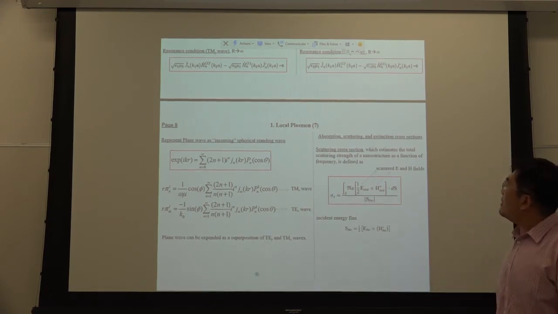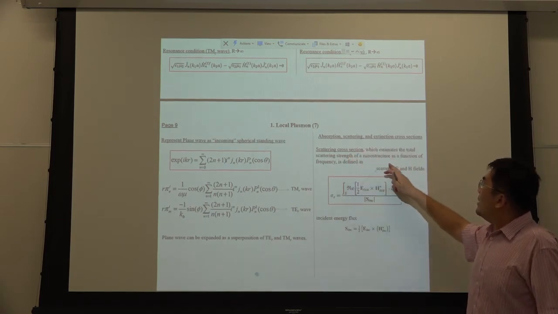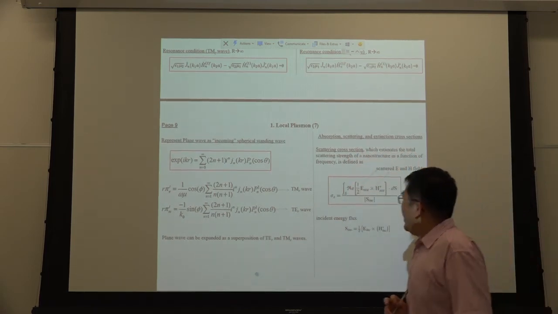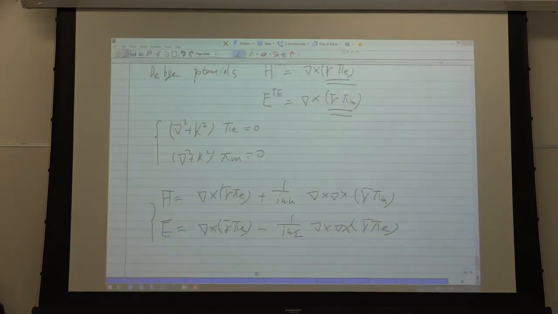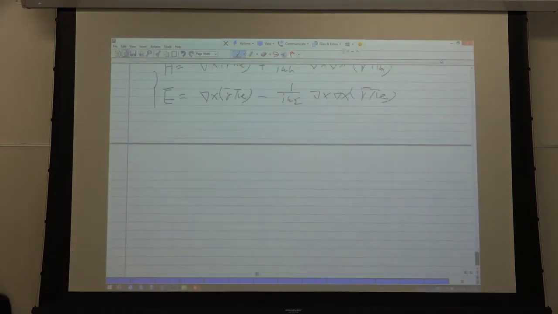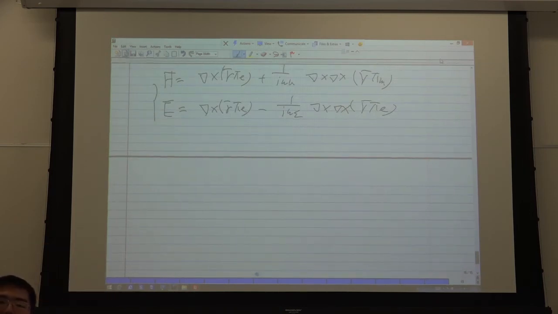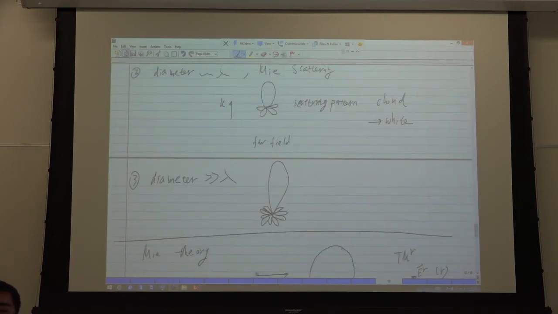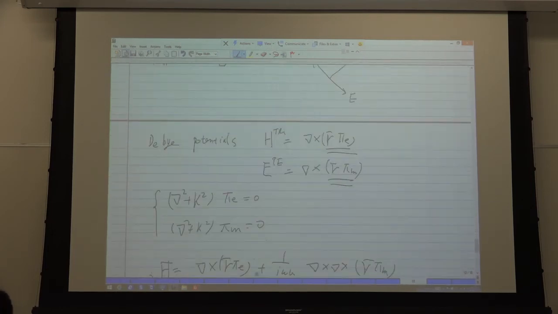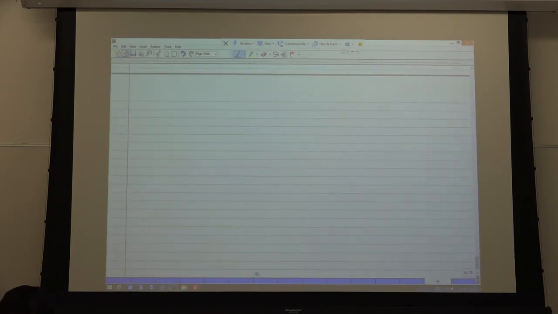The scattering cross section is the total scattering strength of a nanostructure at the frequency. So what's the meaning of that? I just draw this picture. We know a scattering pattern. For one frequency, you give this angle distribution. It has strong scattering in some directions. You can see this is a scattering pattern, similar to a radiation pattern. Scattering cross section is different. Scattering cross section is a value.